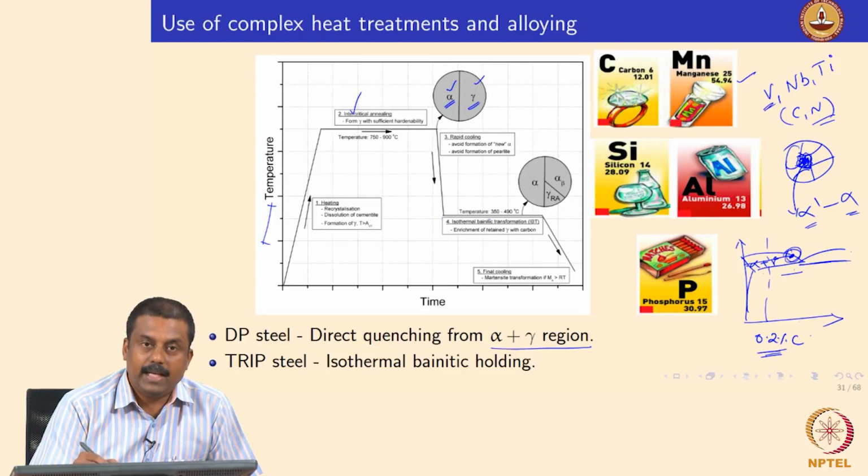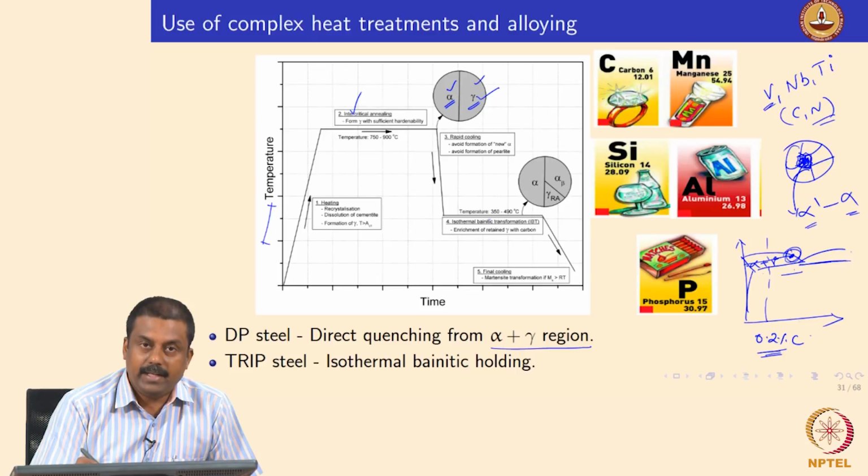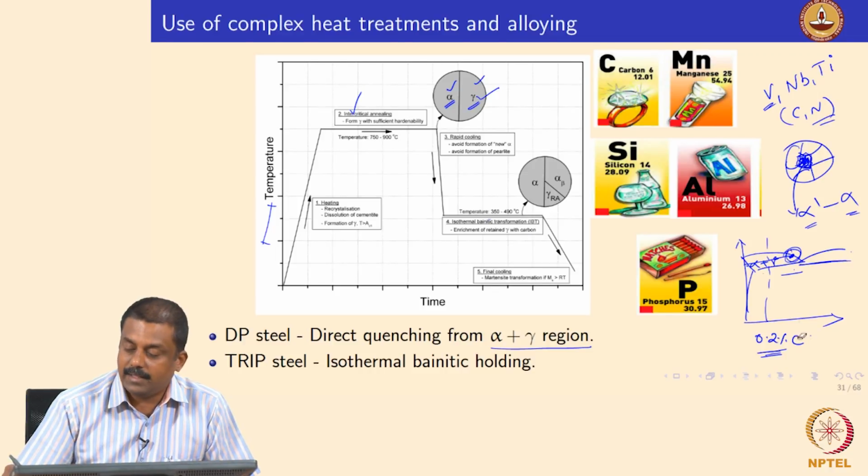Recall the CCT diagrams. When you are holding at this temperature isothermally, the austenite will most probably be transforming to bainite, because of the alloying elements we have, right. So, we transform whatever austenite is forming during this intercritical treatment to bainite. Okay. And we do one trick here. We do not form bainite as the classical bainite I explained in earlier classes.